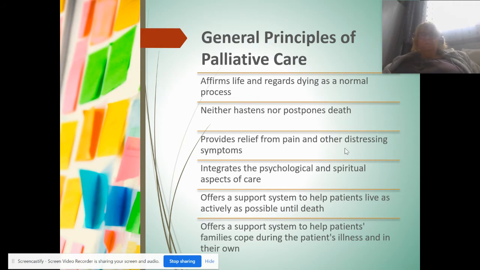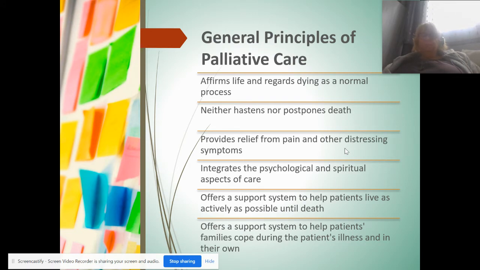It offers a support system to help patients live as actively as possible until death. This is about keeping your patients as independent as possible until it is no longer possible to keep them independent. Letting them do things for themselves, not doing everything for them all the time.